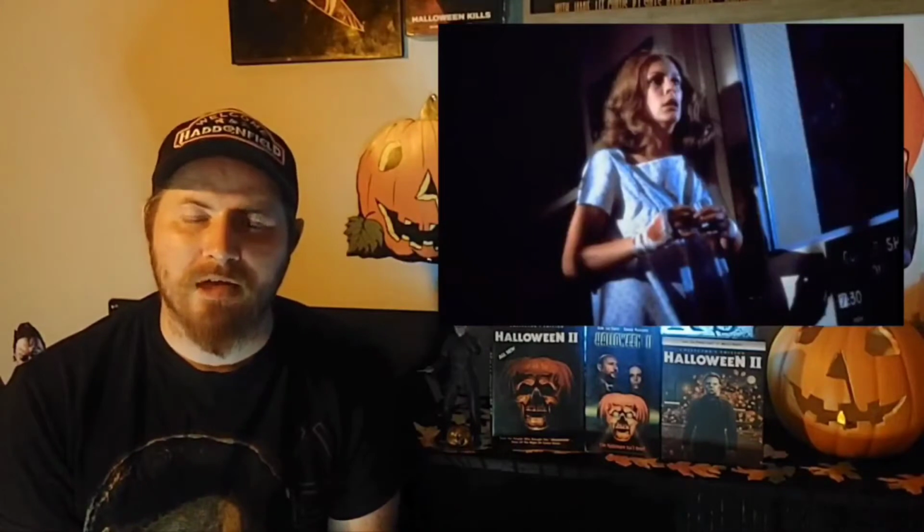Jamie Lee Curtis obviously returns as Laurie Strode in this movie, who is now transported to Haddonfield Memorial Clinic to receive treatment for her wounds. Now, of course, as we all know in this movie, she is practically in a bed in the hospital throughout the whole duration of the film. Now, I know a lot of people defend her on that.